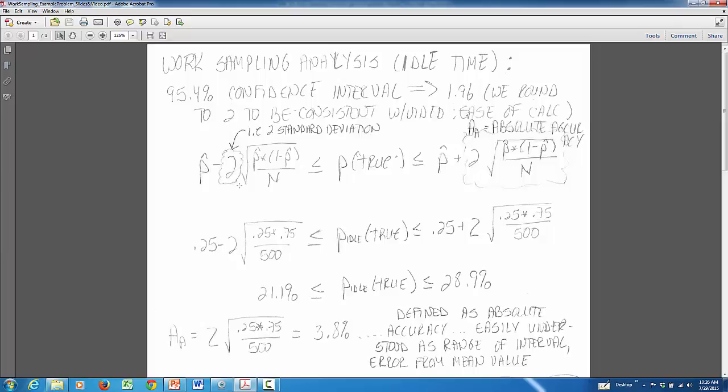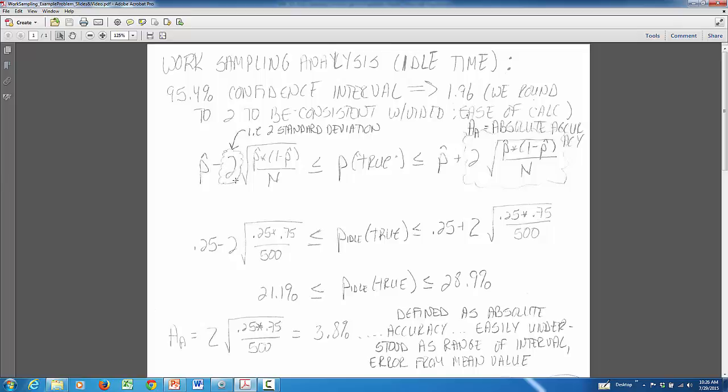So how we get our confidence interval: we want to be confident that we have 95% of the population and that our true idle time is within this interval. We take our proportion that we calculated from our study data, and the little hat just means that it's an estimate. Then 2 is the number of standard deviations away from the mean, because we're basing it on a confidence interval of 95.4% confidence. So we've got 95.4% of the population within this interval. If we wanted only 1 standard deviation, then this would be 1, and we would only have 68% of the population captured. So 2 is the common choice, but it's something we determine going into the study.